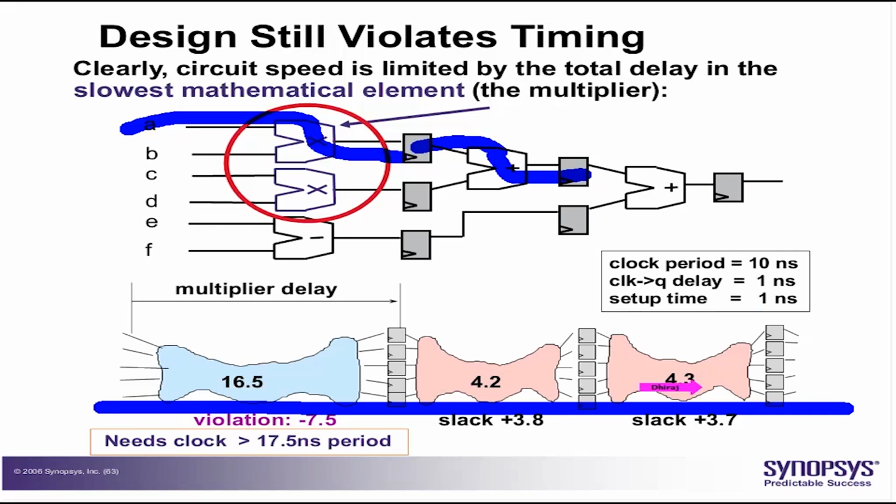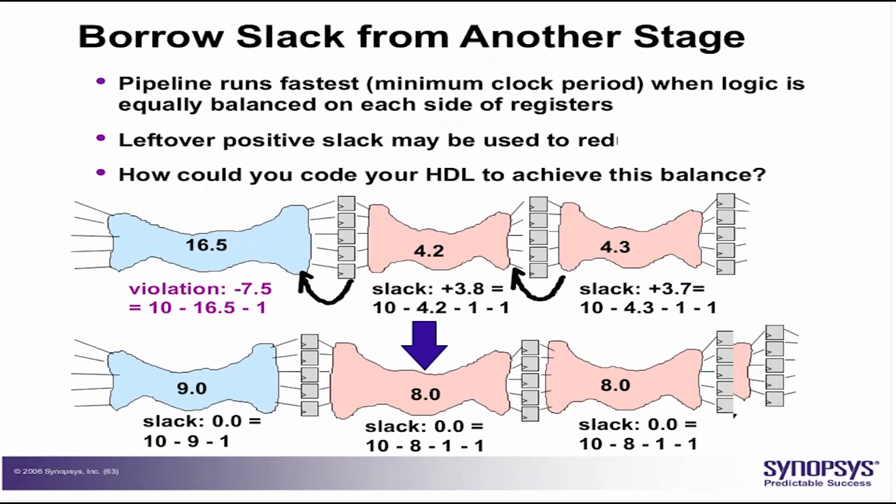However, if all these clouds were of similar delay, then your frequency will be maximum. In this case, your time period can still be 10 nanoseconds, given that you are able to borrow this time. So what do we do now? We borrow slack from another stage. How do we do that? Pipeline runs fastest when logic is equally balanced. Leftover positive slack can be used to reduce area.